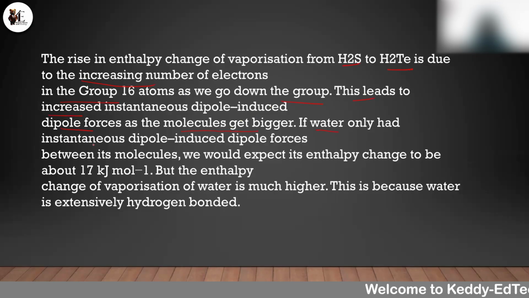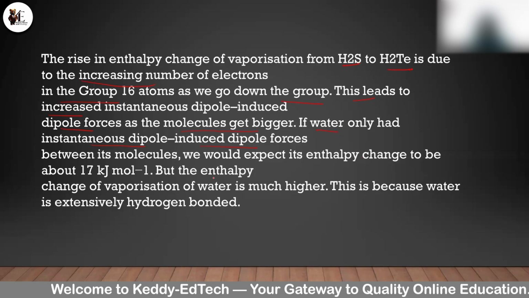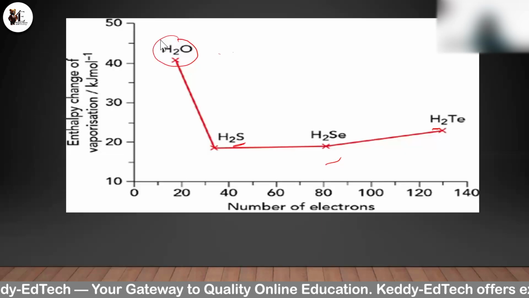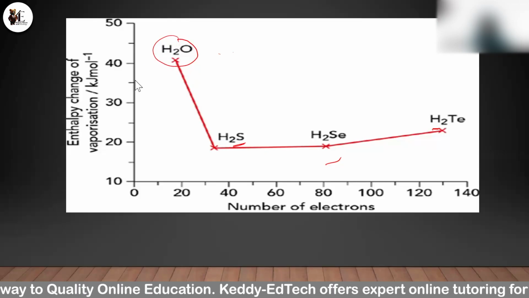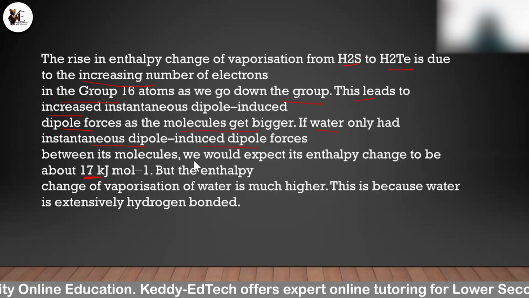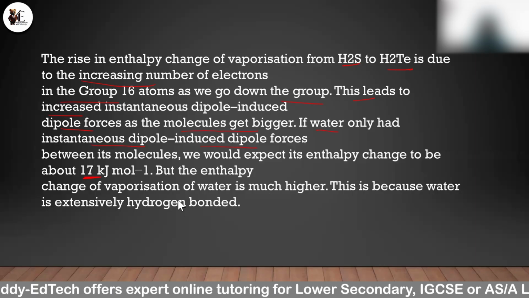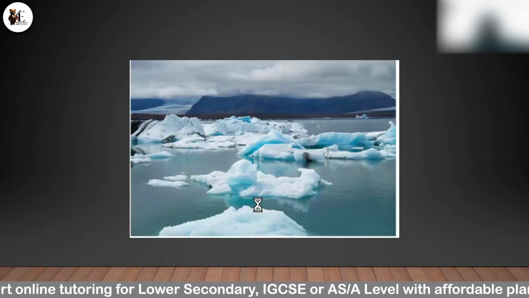If water only had instantaneous dipole-induced dipole forces, not hydrogen bonding, its enthalpy change would be around 17 kilojoules per mole. But here you can see that the enthalpy change of vaporization of water is approximately 42 kilojoules per mole because of extensive hydrogen bonding. So why is the enthalpy change of vaporization of water higher? Because water is extensively hydrogen bonded. So this is the explanation of the graph. Write it down.